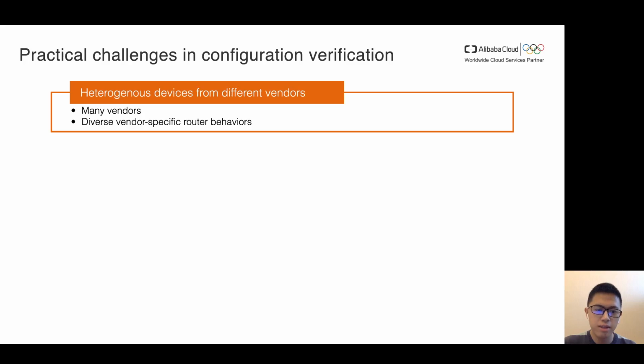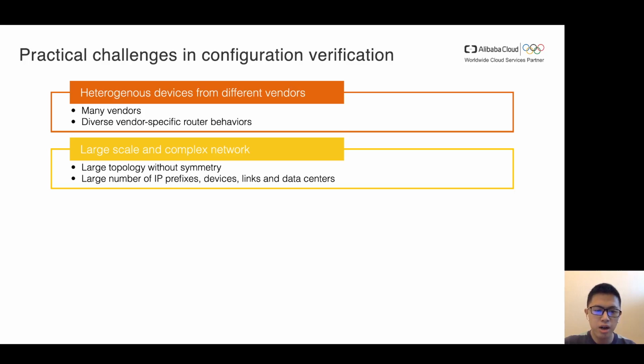Building our verification system requires us to address multiple practical challenges. The first challenge is our WAN consists of routers from different vendors, which have very different vendor-specific behaviors. For example, one same configuration command, like removing private AS in vendor A, may mean removing all the private AS numbers, but in vendor B, it may mean removing only private AS numbers until the first non-private one. Even the most knowledgeable operators cannot grasp all these vendor-specific behaviors.